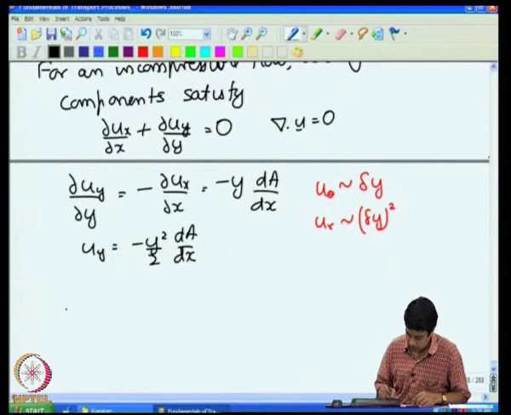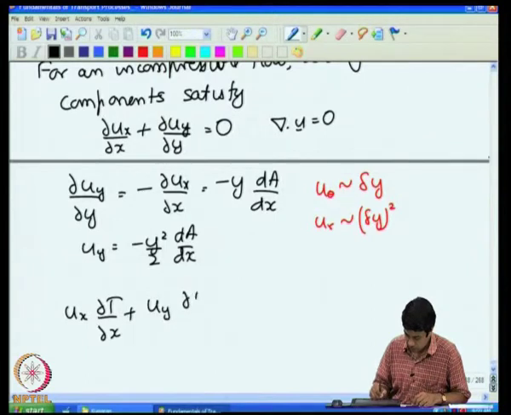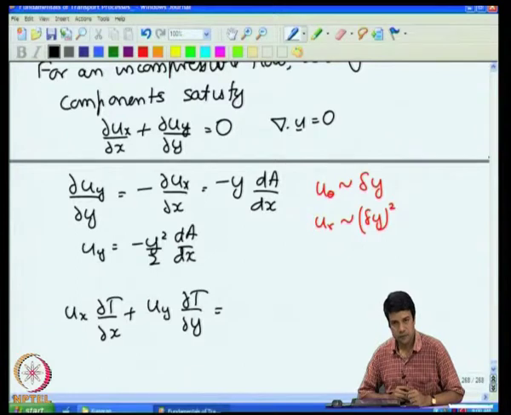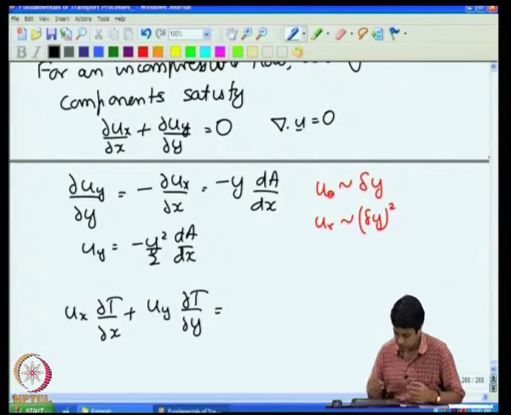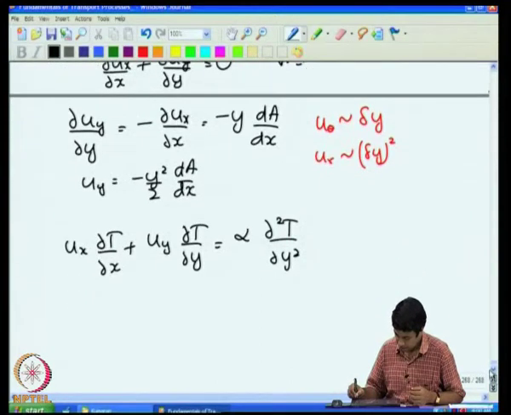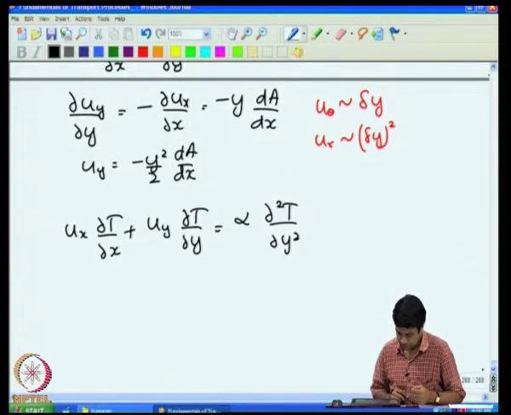Substitute that into the differential equation, ux dT by dx plus uy dT by dy. Note that in this diffusion term, I already know that the streamwise diffusion has to be small compared to the cross stream diffusion. Since the streamwise diffusion has to be small compared to the cross stream diffusion, I can just write this as alpha times partial square T by partial y square.